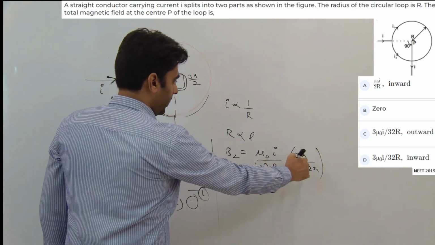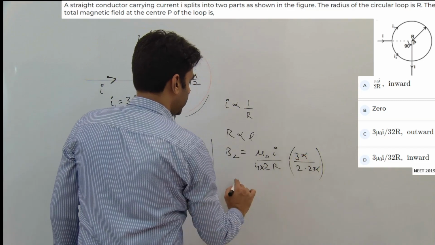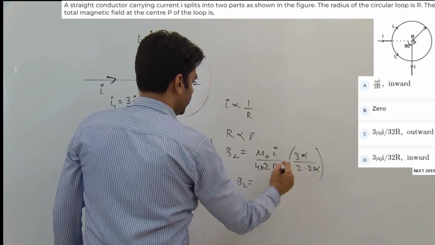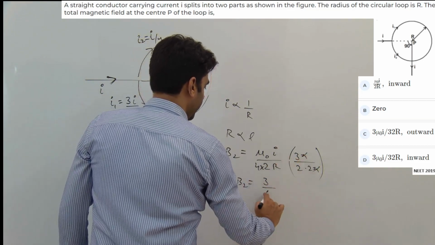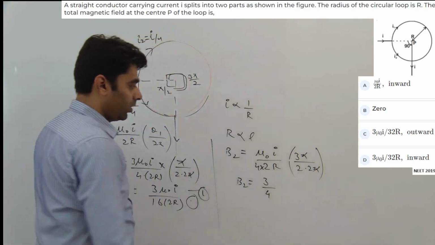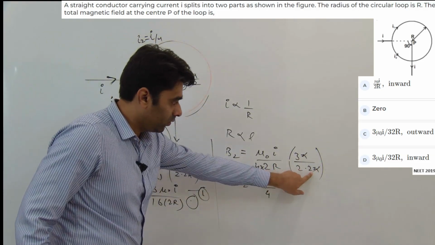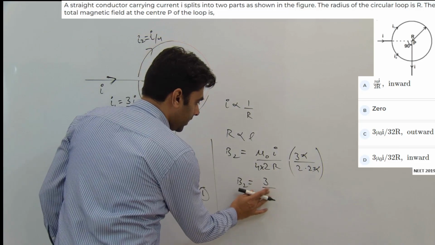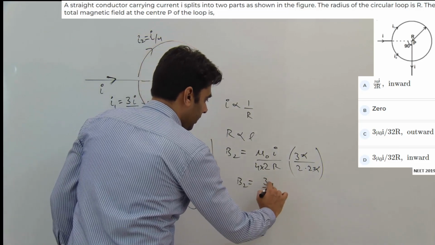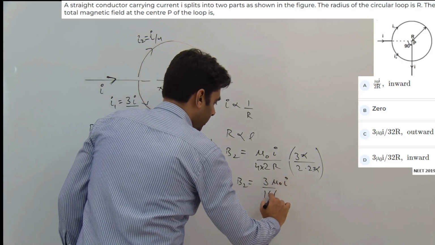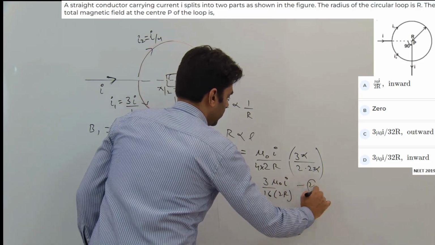So what can we write? This 3 pi will cancel. B2 value will be, this 3 will come out, 3 by 4, and this is 4, this is 2 into 2, 4. 4 and 4 will become 16. So 3 by 16 mu naught I by 2R. This is our second.